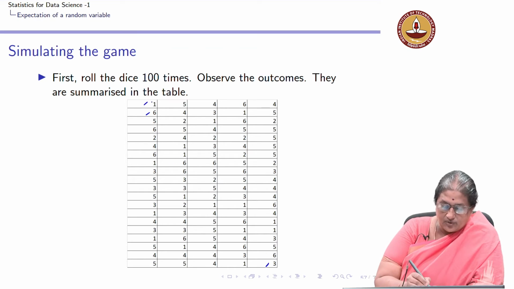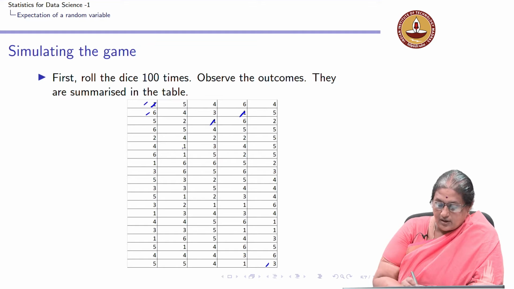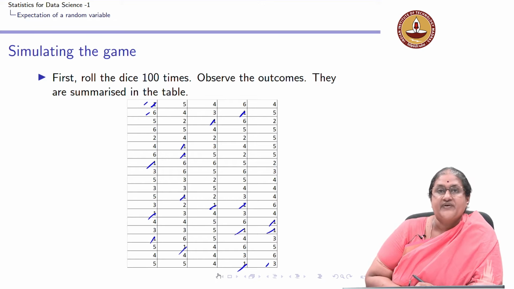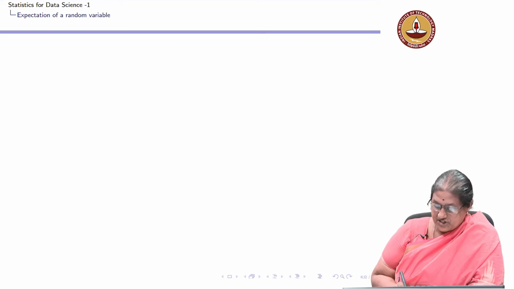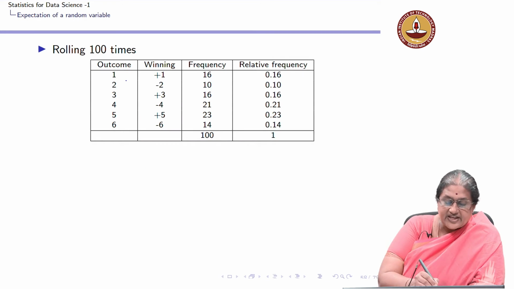So here what I do next is I observe the frequency distribution of these outcomes. I note down 1 appears 1, 2, 3, up to 16 times. My 1 appears 16 times. Similarly, I plot the frequency distribution for each one of these outcomes. 1 appears 16 times, 2 appears 10 times.